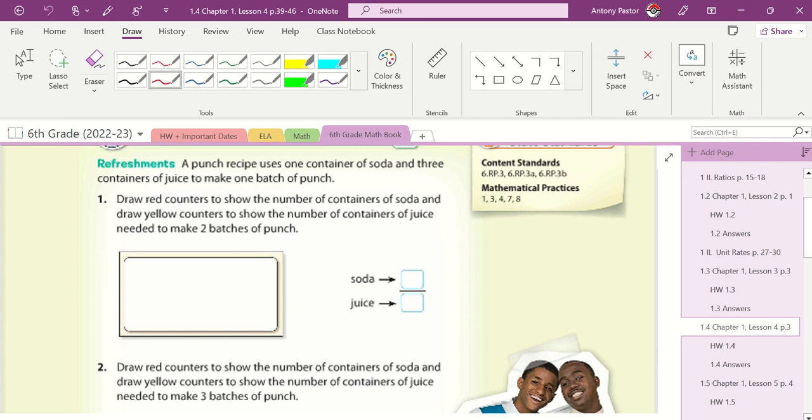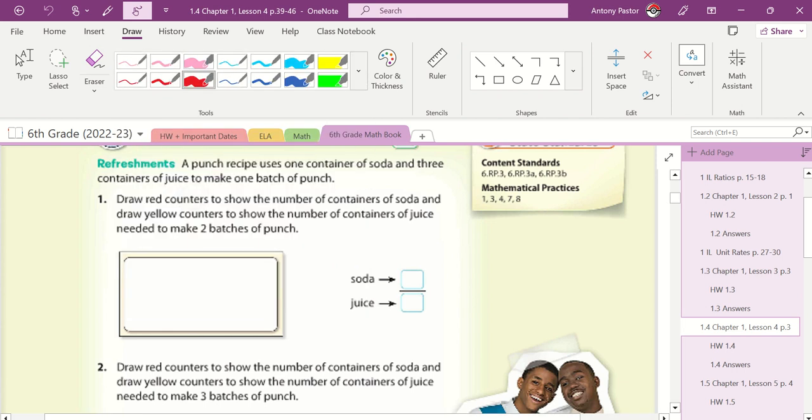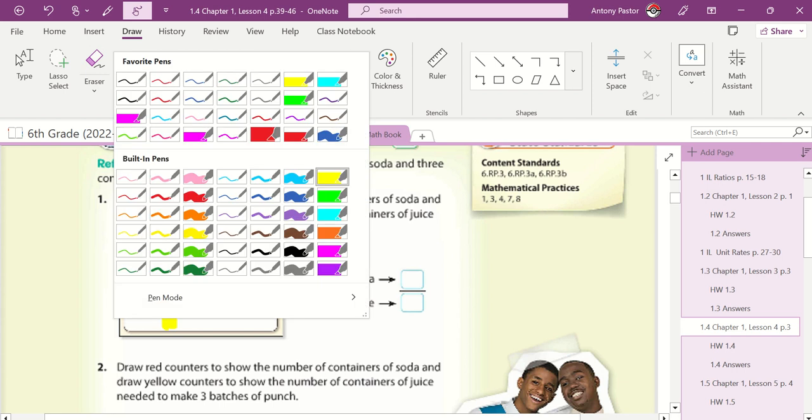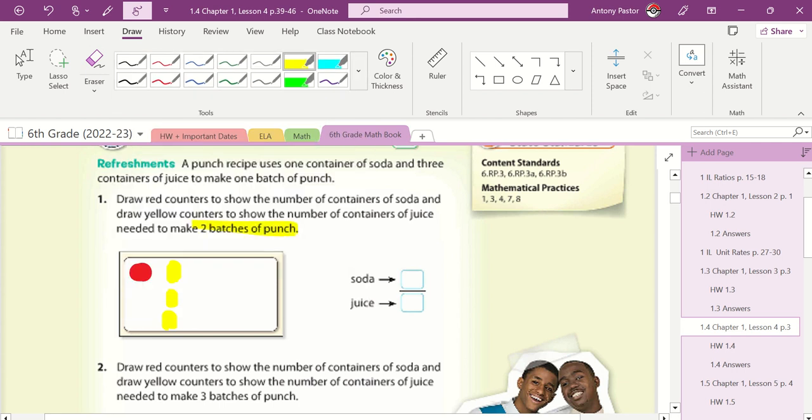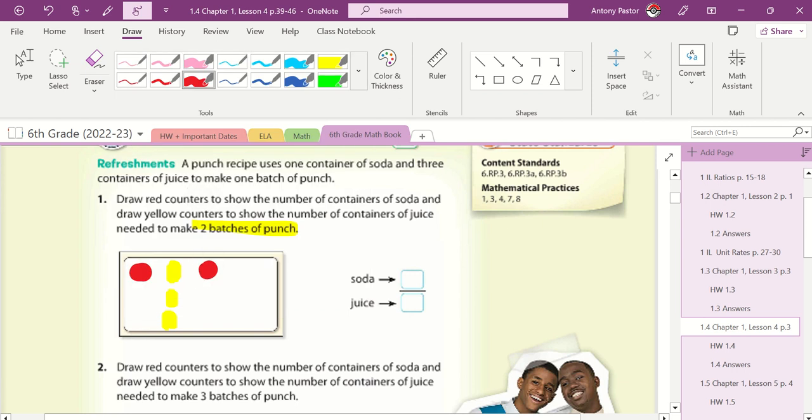So, let's go ahead and get this drawn. Let's see if we can actually pick a bigger marker here. So I'm going to need 1 thing of soda to make 1 batch of punch. And I'm going to need 3 containers of juice. This would make 1 batch of punch. However, they wanted us to make 2 batches. Therefore, I'm going to need another thing of soda and 3 more things of juice.